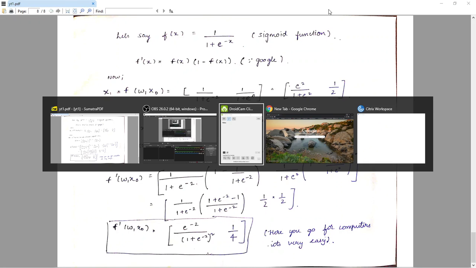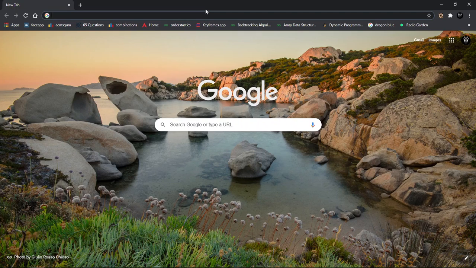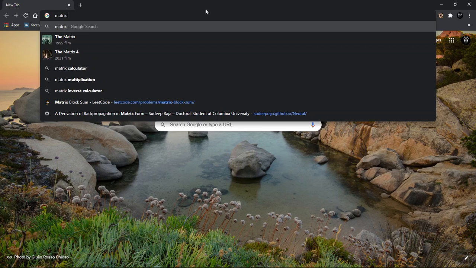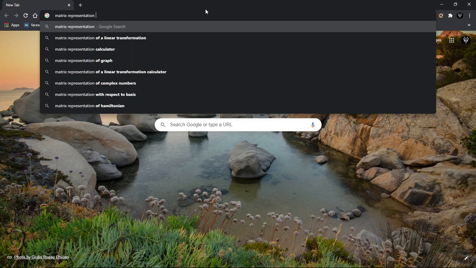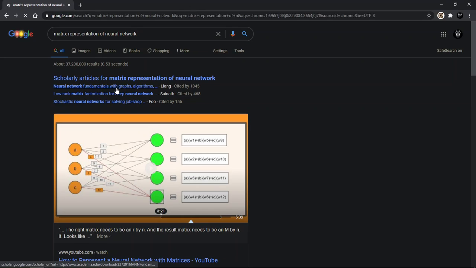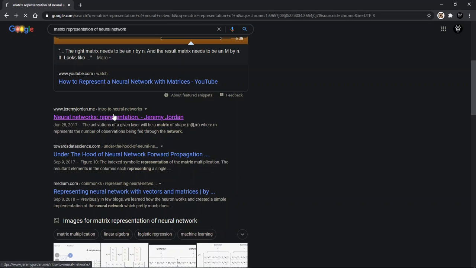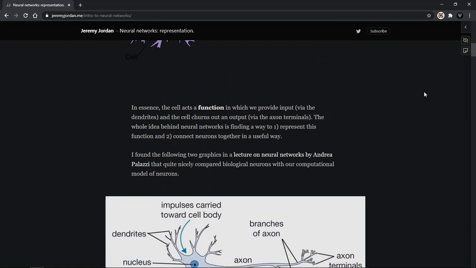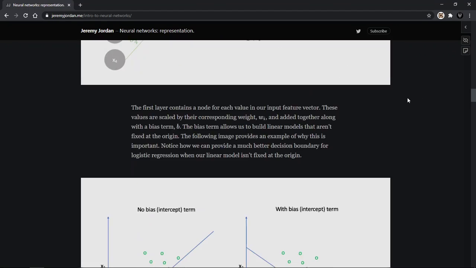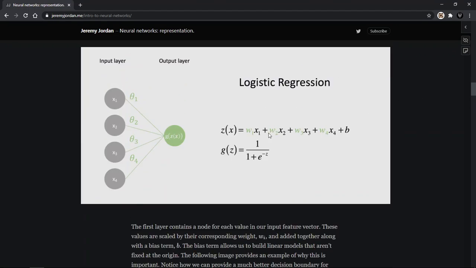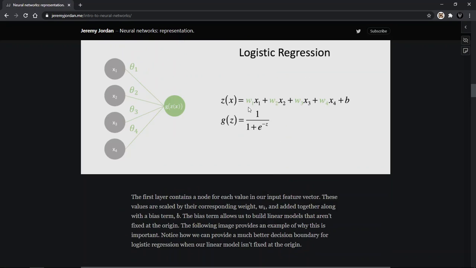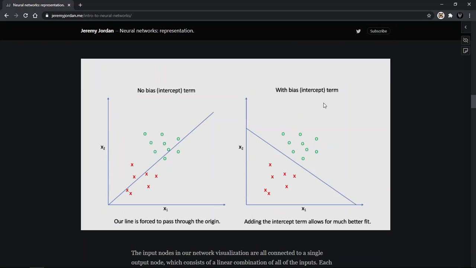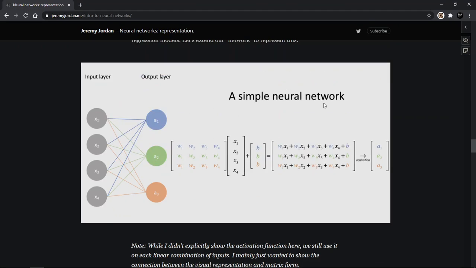One more important thing, if you want to check this out: matrix representation of neural networks, right? I saw this somewhere, of course. I guess I should see, this is our equation, right? Z of x equals w1 x1 plus w2 x2 plus w3 x3. I'll show how it's transformed into neurons.